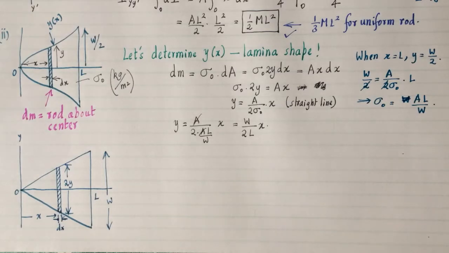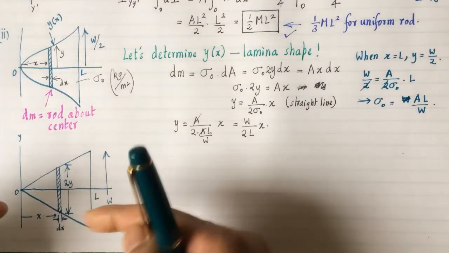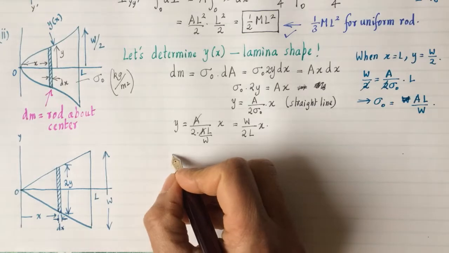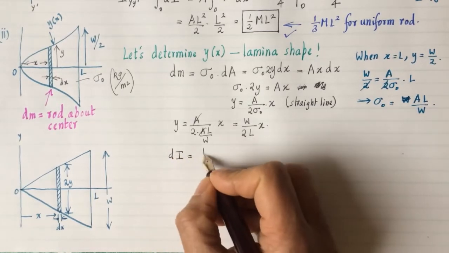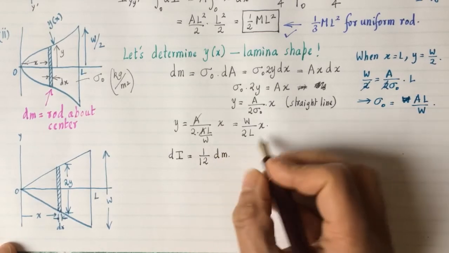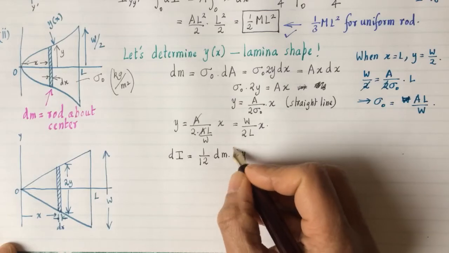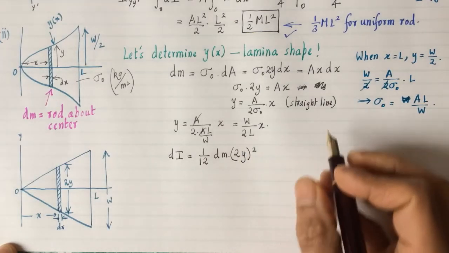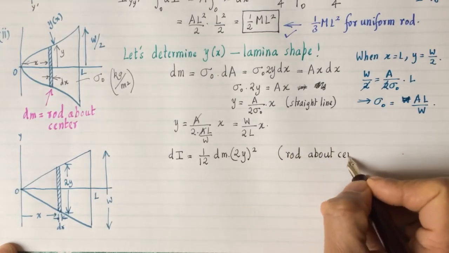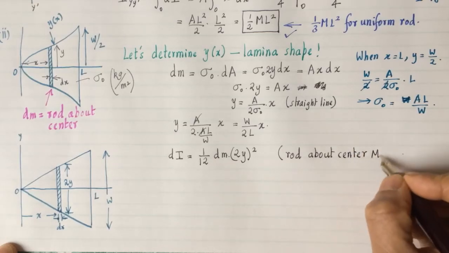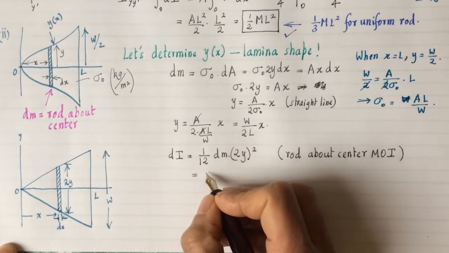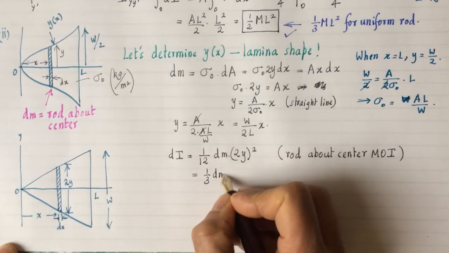What we now need to do is find the moment of inertia about the symmetry axis. The symmetry axis in this case is the x-axis. Now the moment of inertia of the element is just that of a rod. The standard result for the moment of inertia of a rod is 1/12 ml squared. So in this case mass is dm, and L for a rod is the total length of the rod, which in this case is 2y, squared. So this is a standard result for the rod about center. Now 2 squared is 4, so 4 over 12 is 1/3 dm times y squared.